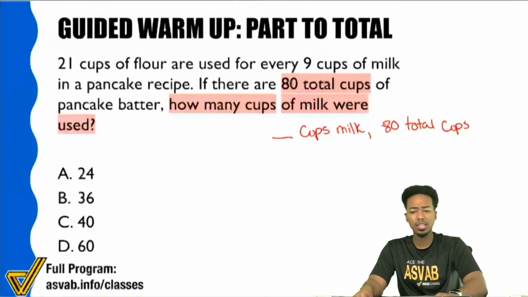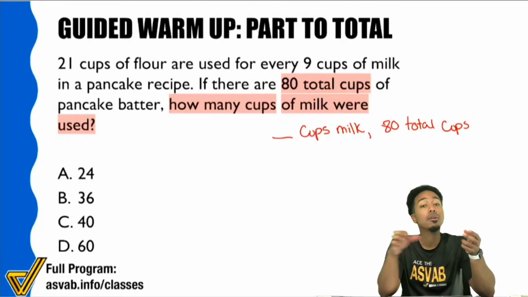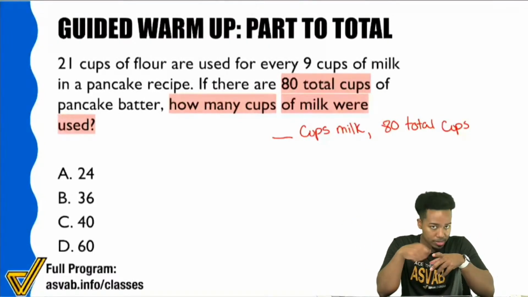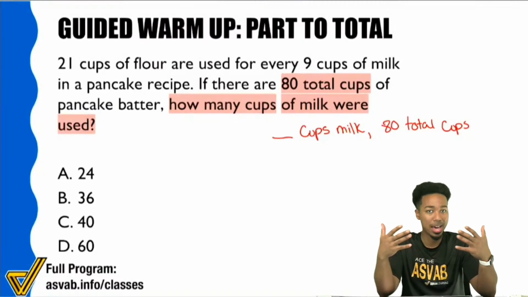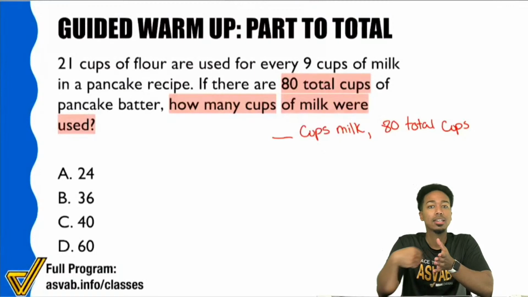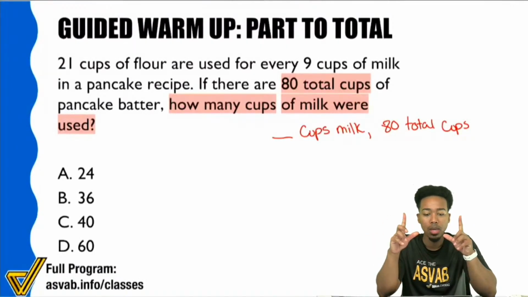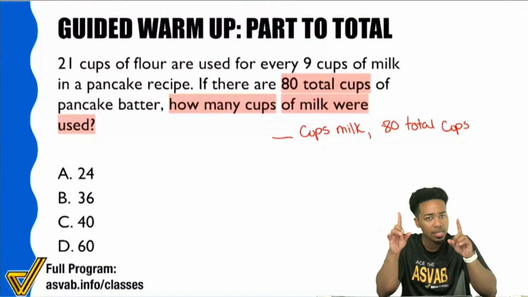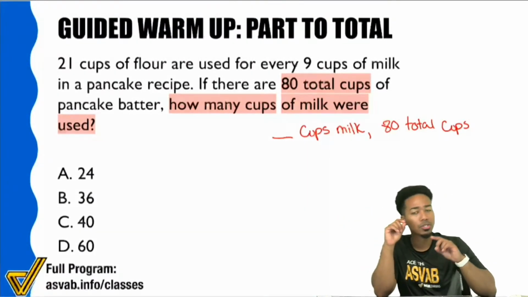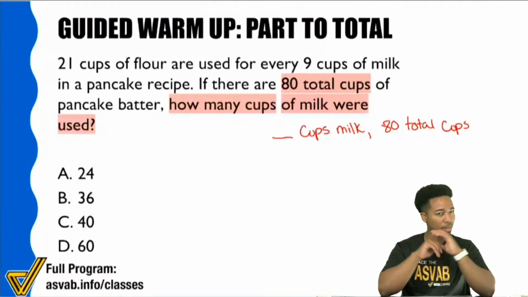So it sounds like they're saying, hey, we're mixing milk and flour, other ingredients, and we mix it up, and that's going to make pancake batter. That's where the total comes from, because we have mixed the milk and the flour. So enough of that. Let's see if we can get the information from the problem and find a way to make a proportion.